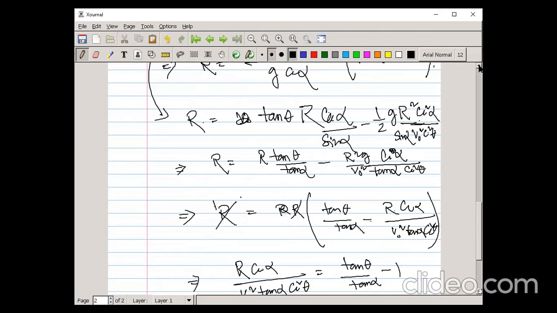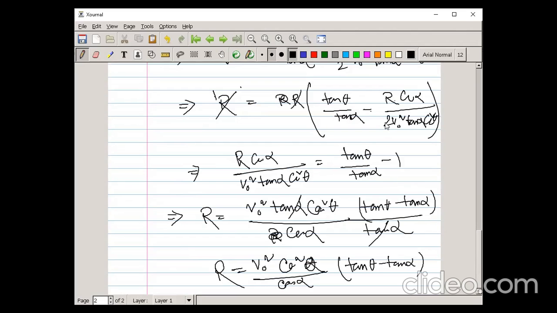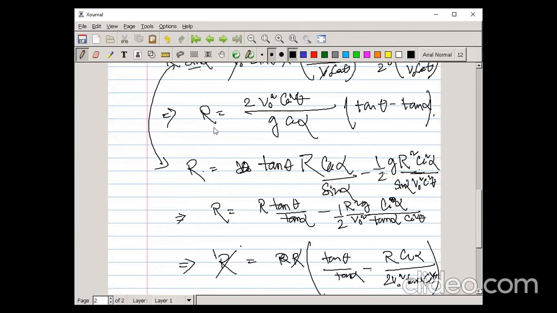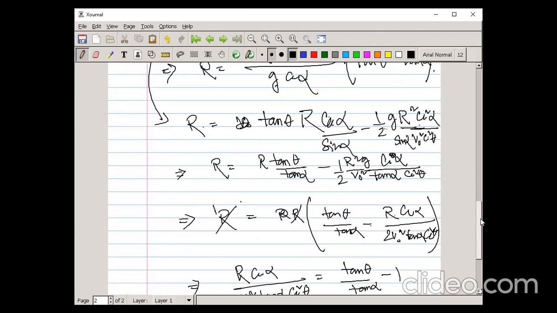One wrong thing I have done, that is I am not giving this value half. Half is there, no? Half means 2. If it is 2, it means 2. Here also 2. Here also 2. Please tell me, student, is it now clear? I already sorted it out, I think. I have written here R is equal to 2 V0 square cos square theta by G cos alpha.